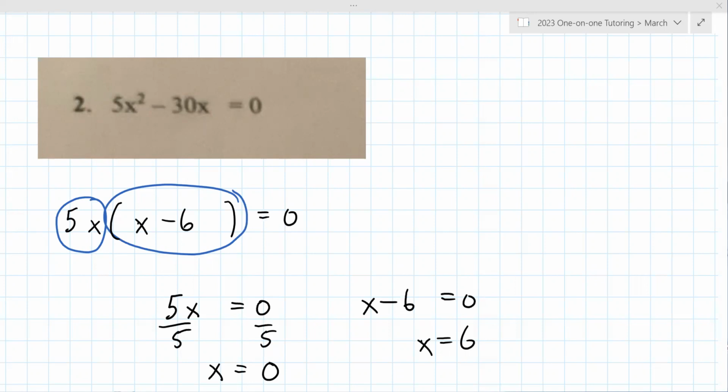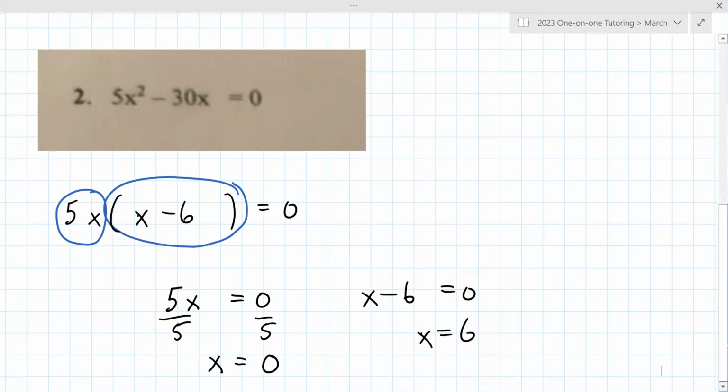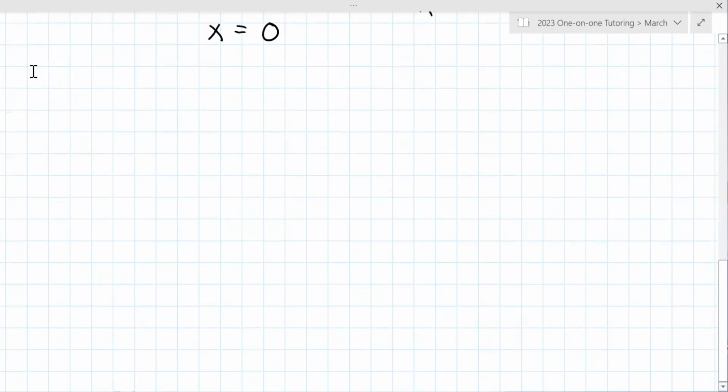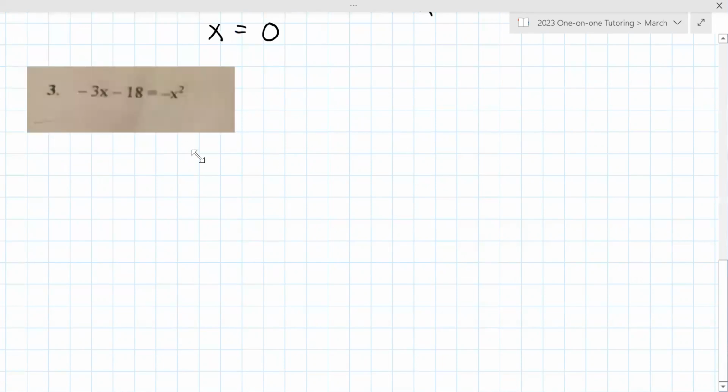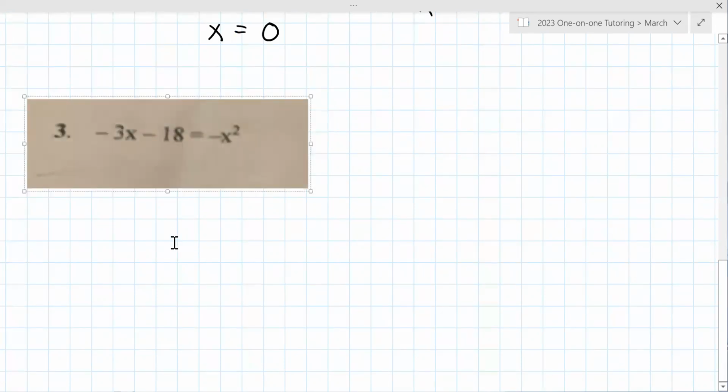Let me know when you get that down. We'll move to number 3. All right, got it. Okay. So for number 3 here, it's different than the previous ones. There's stuff on both sides of the equation. If you look back at 1 and 2, you'll notice that they both equal 0 when we've been solving them.